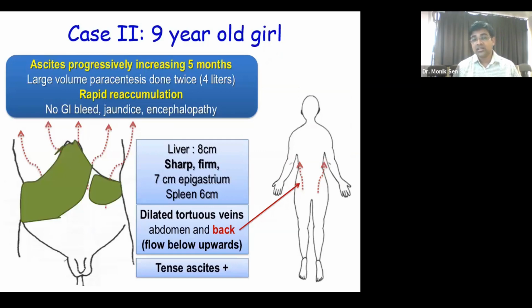This is a 9-year-old girl. Now this girl has presented with ascites progressive for the last 5 months.